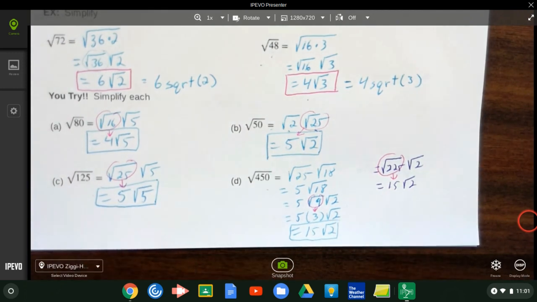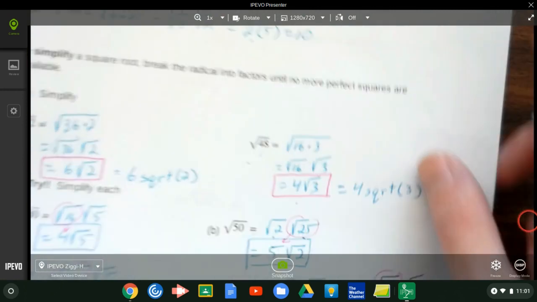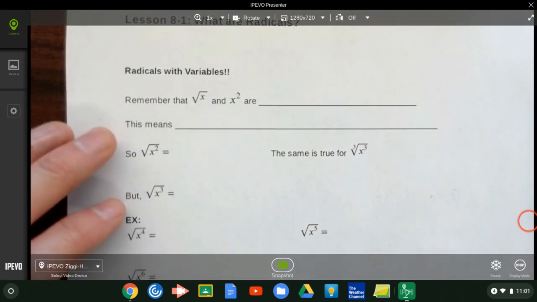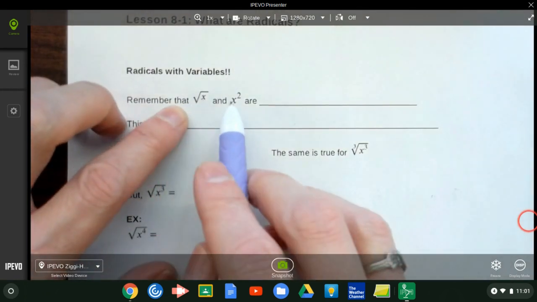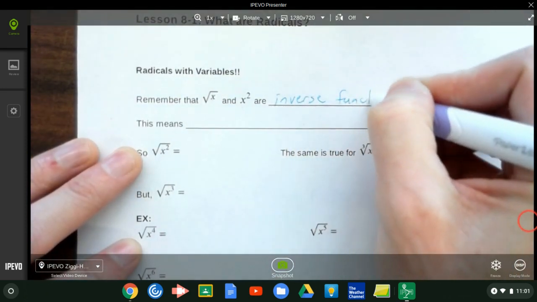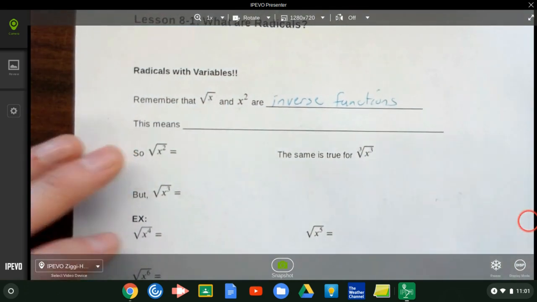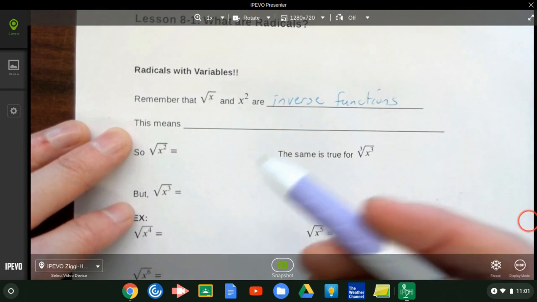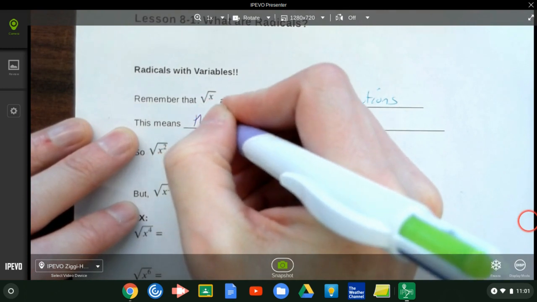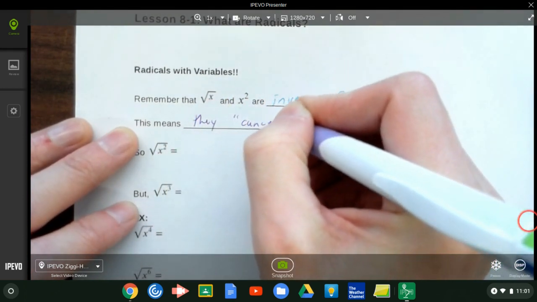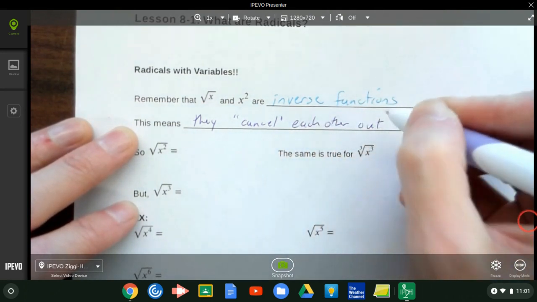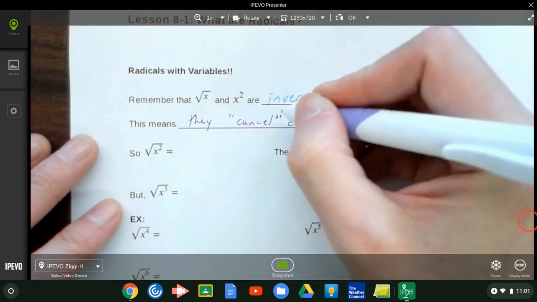Now, this is all similar to what you did last year, but let's add another level to it that you may not have done last year. Let's look at radicals with variables involved, okay? Square root of x and x squared are inverse functions. Okay, kind of like plus and minus, multiply and divide. This means that they cancel each other out. Okay, they bring each other back to their beginning.